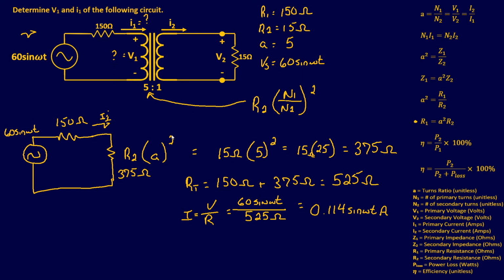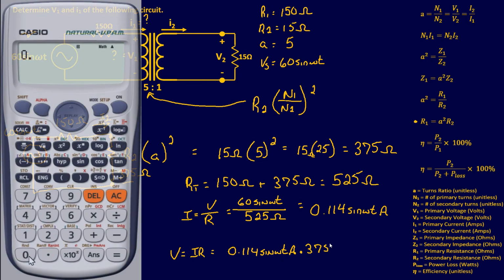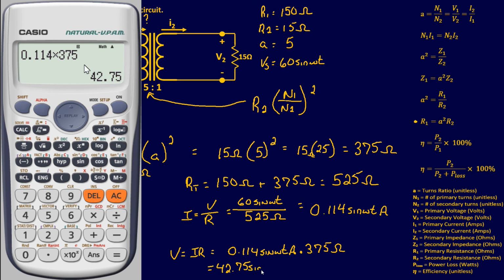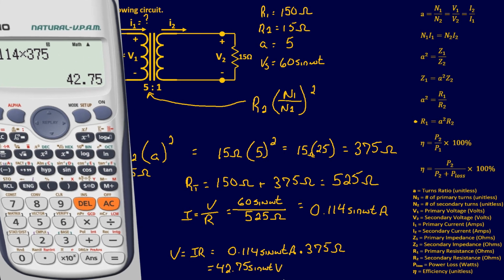Okay, and now we need to still find V1. Well, that one's just as easy. We have our resistance right here, and we have our current. So, same concept, V equals I times R. So I have my current, 0.114 sine, times my resistance, which is 375 ohms. And that's going to give us a final answer of, let's see if I can fit it down here, 42.75. And that's going to be, again, sine volts.